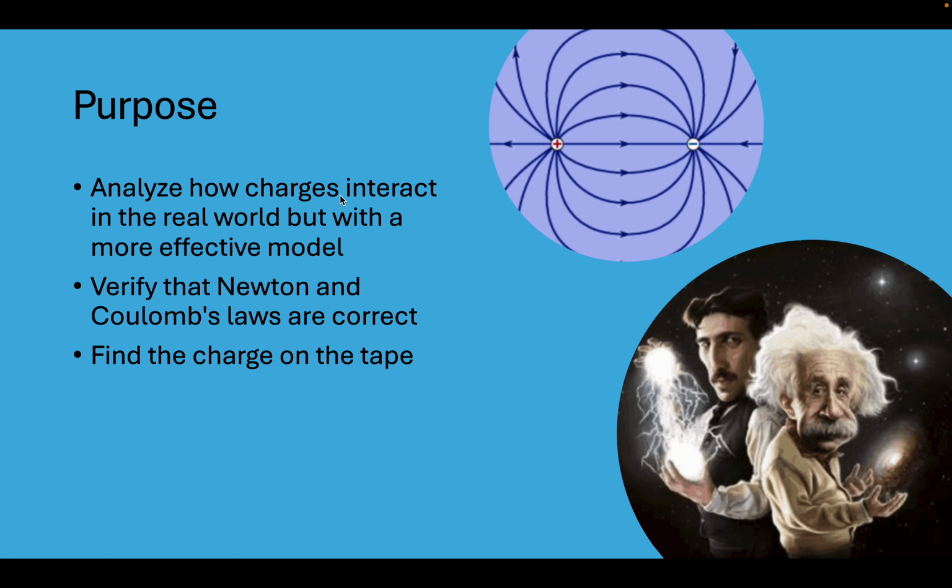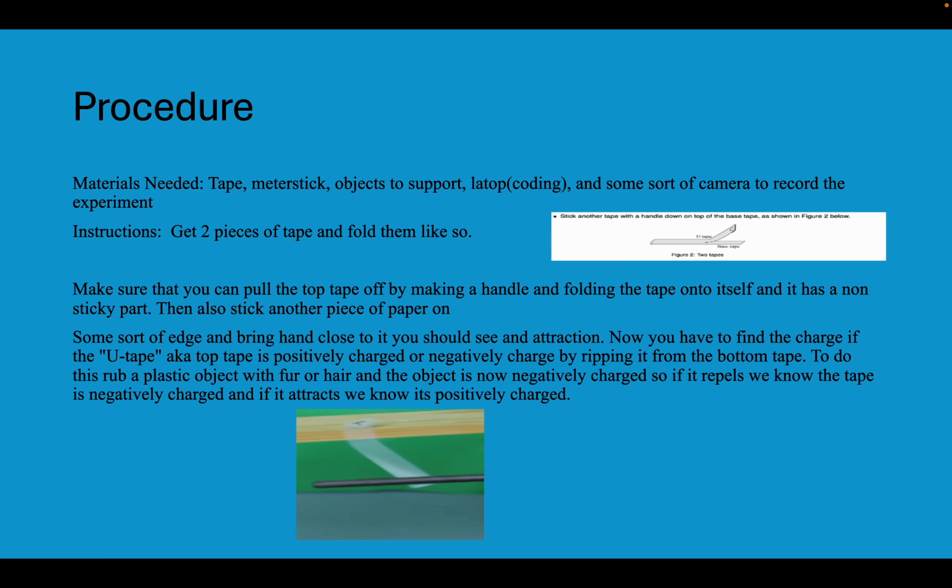The purpose: we're trying to analyze how charges interact in the real world, but with a more effective model compared to Lab 1. In Lab 1, we took everything as a point charge and took the middle of the tape as our R, and that created more error. Now we're going to take multiple different charges in a rod-like formation and see how the electric field and force differ from the previous one. We're trying to verify that Newton's and Coulomb's laws are correct and then find the charge and electric force from tape B to tape A.